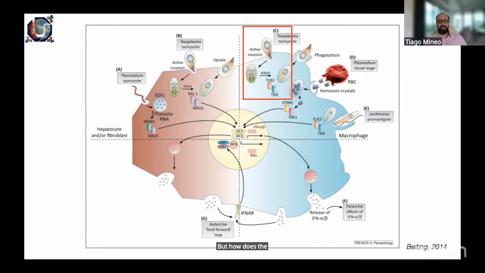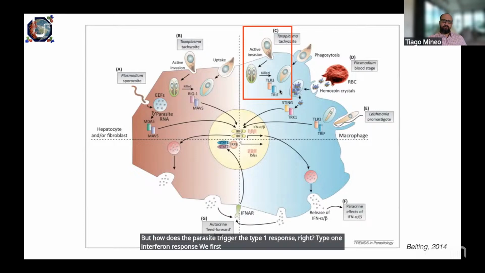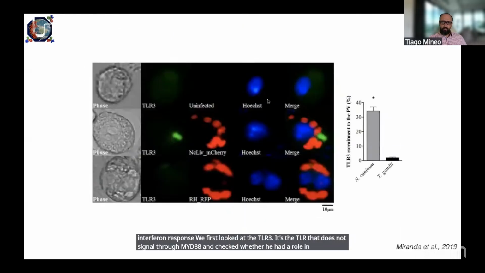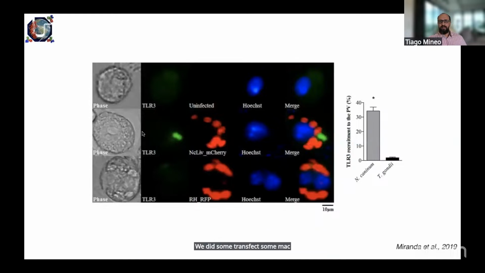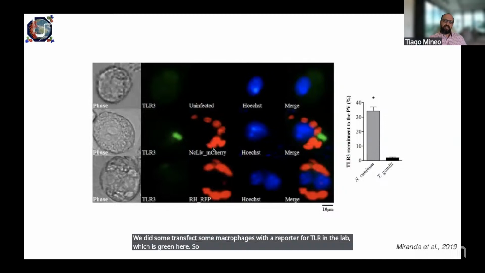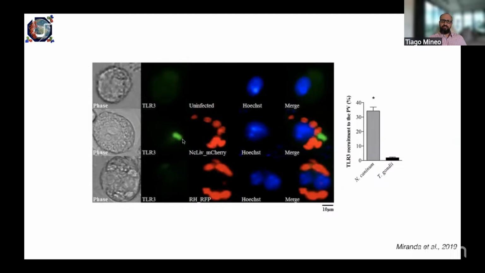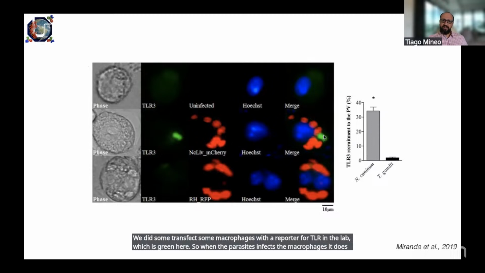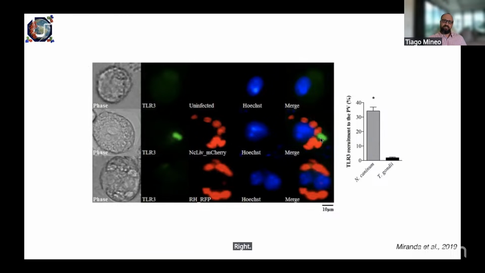how does the parasite trigger the type 1 interferon response? We first looked at TLR3, the TLR that does not signal through MyD88, and checked whether it had a role in this. We transfected some macrophages with a reporter for TLR3 in the lab, which is green here. When the parasite infects the macrophages, it forms a punctum with TLR3, and this is not seen in Toxo infection. We don't see this TLR3 punctum in the Toxo-infected cells, which is a different trend.